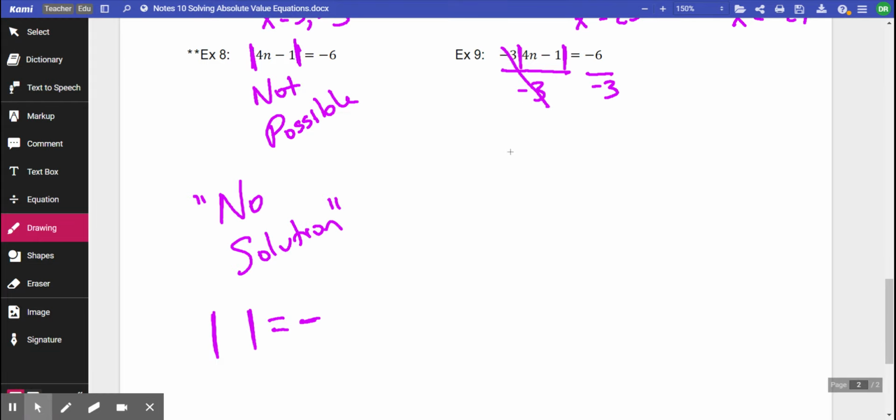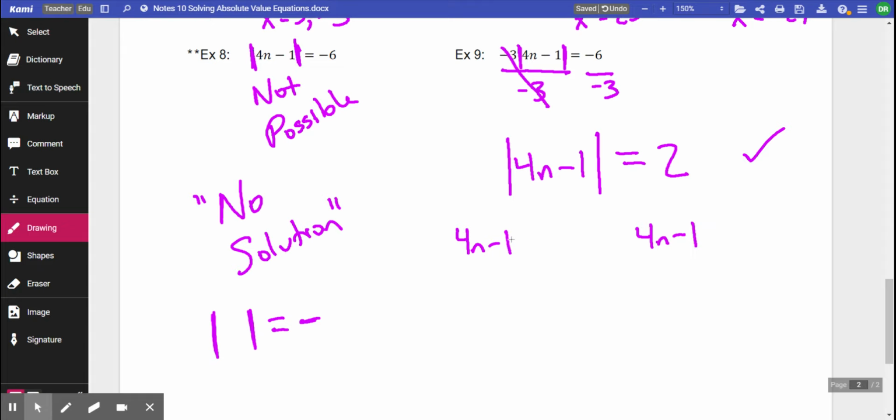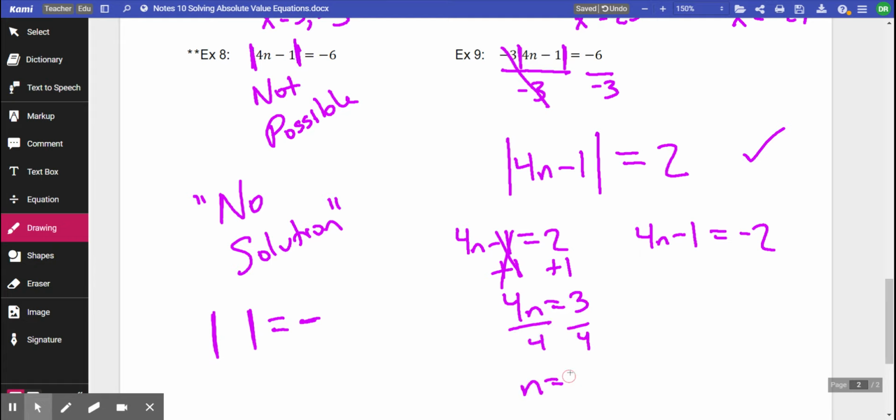Negative 3 divided by negative 3 cancels, leaving us with the absolute value of 4n minus 1 is equal to, well, negative 6 divided by negative 3 is positive 2. So now we have our absolute value bars equal to a positive, and that we can do. We take what's inside the absolute value bars and we write it twice. We set it equal to the positive, and we set it equal to the negative. Add 1 to both sides. That'll leave us with 4n is equal to 3. Divide both sides by 4, and we're going to get n is equal to 3/4.